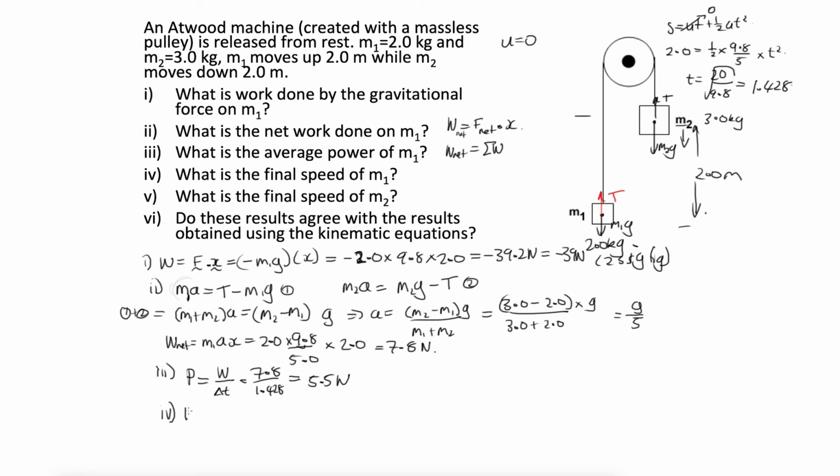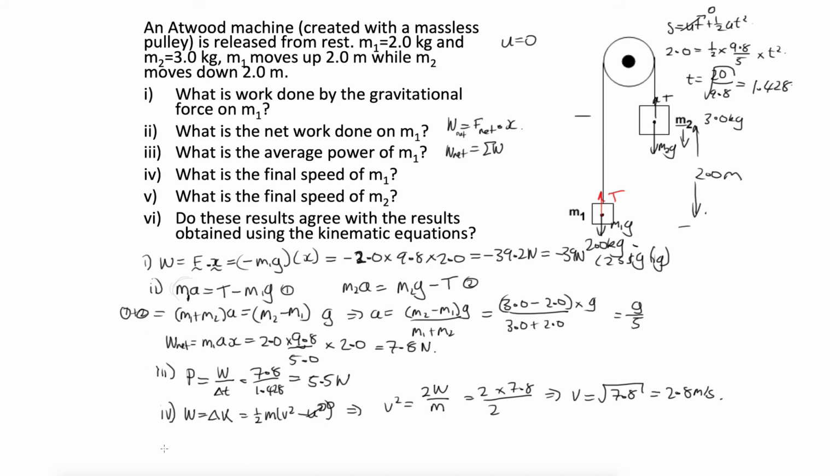So we know that the work done is equal to the change in kinetic energy, and so this is equal to a half m(v squared minus u squared). But u was 0 because it started from rest, and so we can say v squared is equal to 2 times the work done divided by m, which is 2 times 7.8 divided by 2. So this tells us that v is equal to the square root of 7.8, which gives us 2.8 meters per second.